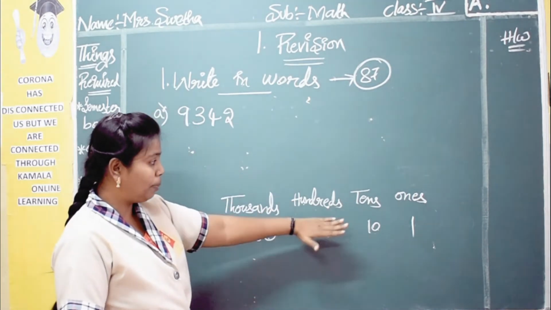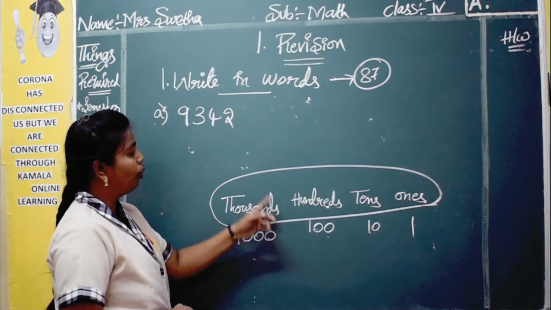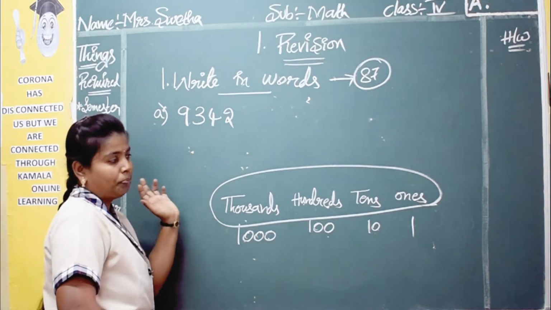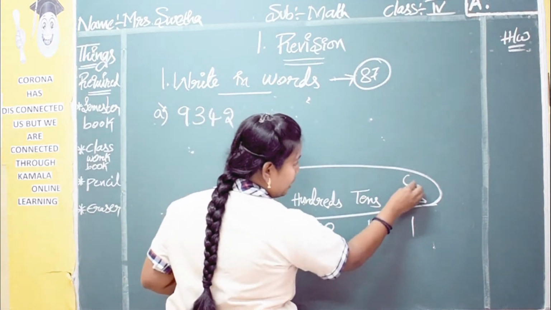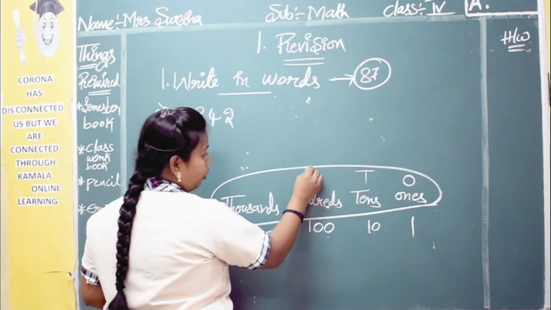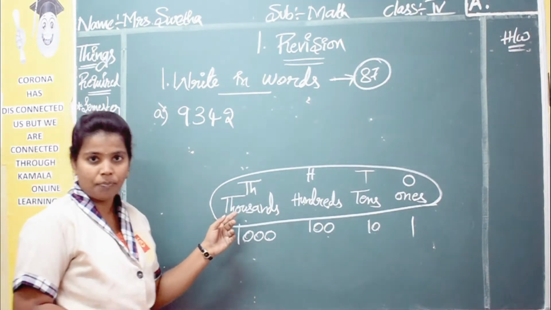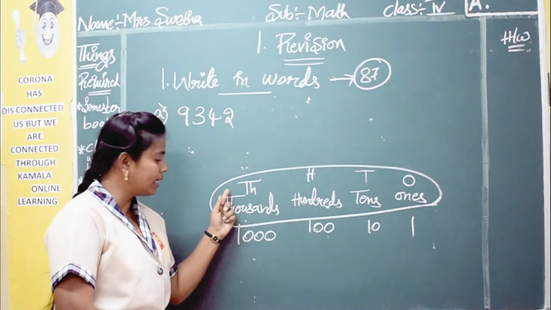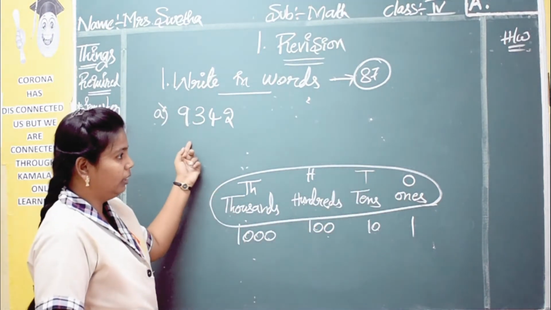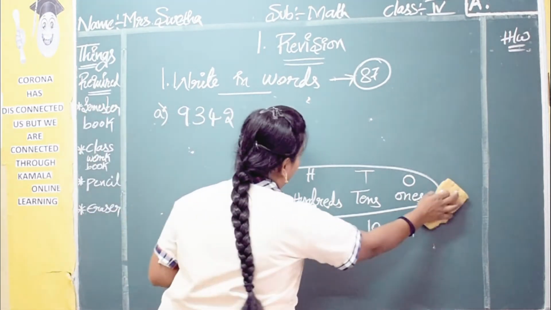Okay, so these are the places. You are going to use these places for these numbers and write them in words. The short form of ones we are going to use is O, the short form of tens is T, the short form of hundreds is H, and the short form of thousands is TH. So we are going to use these single letters for writing these numbers in words. Okay. So now let us start with the problem.